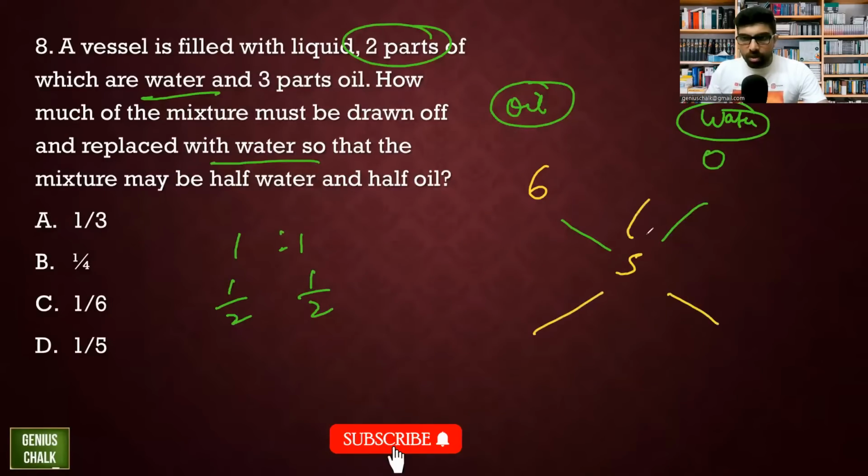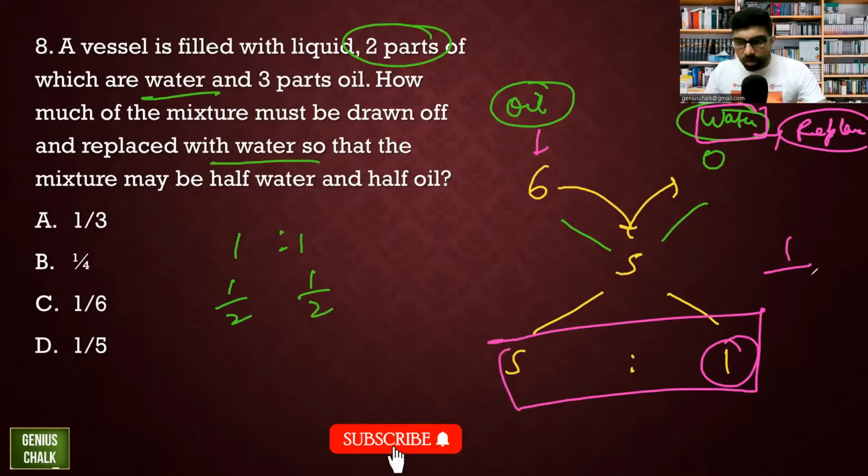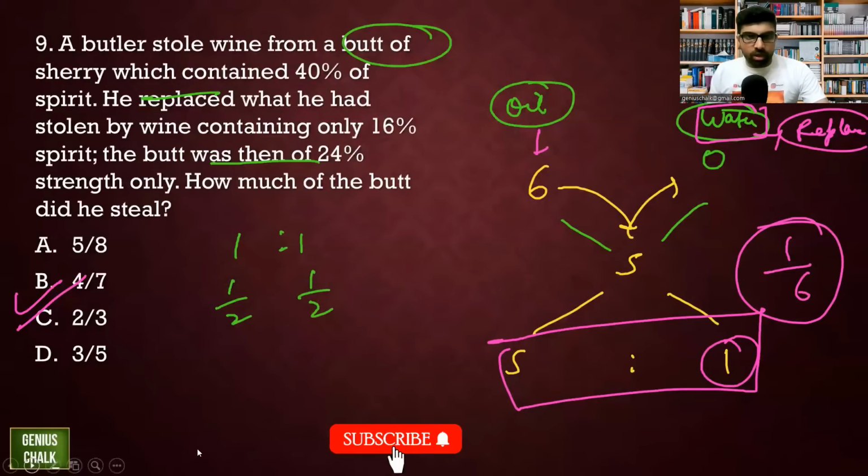Now alligation says 5 minus 0 is 5, 6 minus 5 is 1. So what is this now? See very carefully. This is the pure and this is the replaced quantity, the replaced quantity of water. So you are replacing 1 quantity out of the total 6 quantity. So this is my answer, 1/6. This is the second method, the alligation method, for this type of particular question.